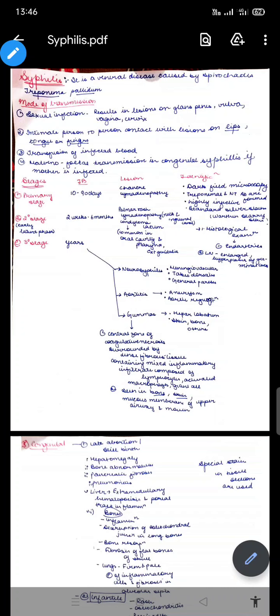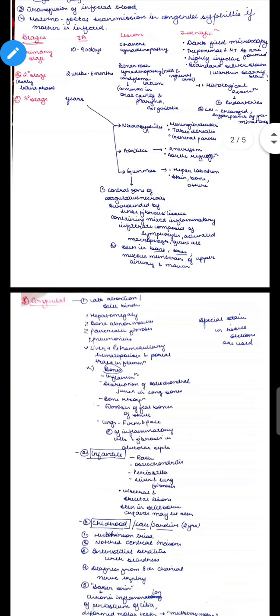Then gummas. What are gummas? Gummas are a central zone of coagulative necrosis, which is surrounded by dense fibrous tissue, and they contain a mixed inflammatory infiltrate, which is composed of lymphocytes, activated macrophages, which are the epithelioid cells, then giant cells. These are seen in bone, skin, mucous membrane, and upper airway and mouth. Gummas are associated with hepar lobatum. It is also seen in skin, bones, and others.